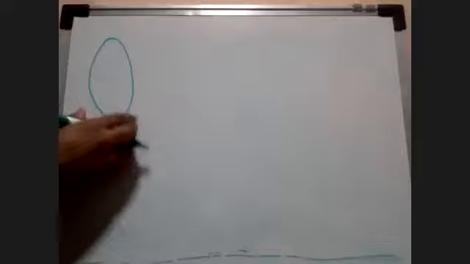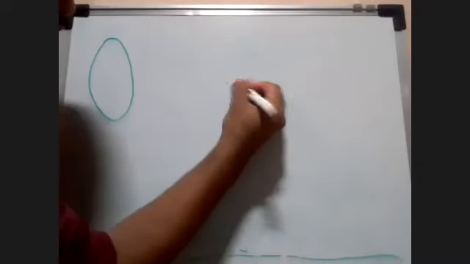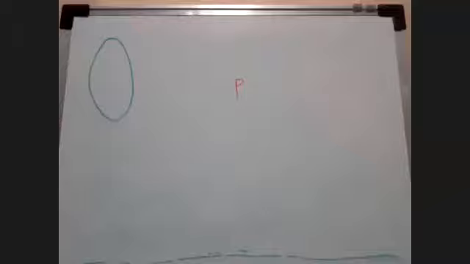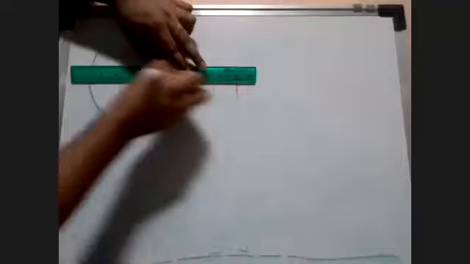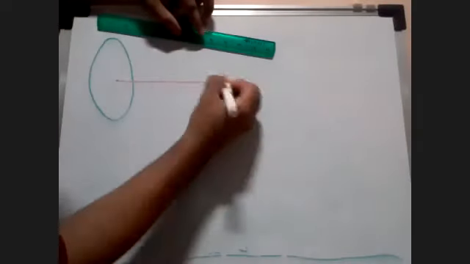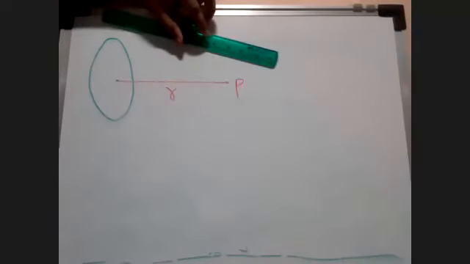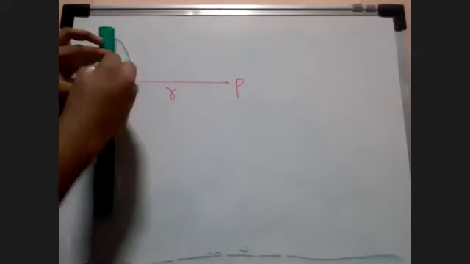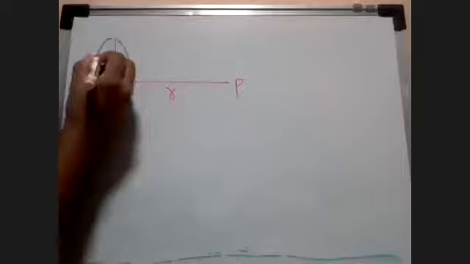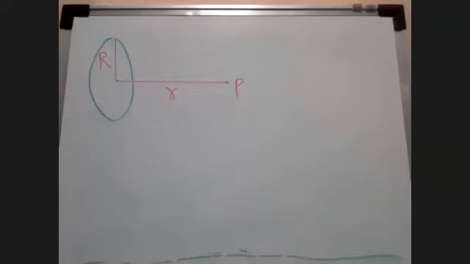Let's consider this to be a uniformly charged ring. Please mind my drawings. Let's consider there's a point over here, P, at a certain distance from the ring, considering this as r. Also let's consider the ring to have some radius, capital R. Mind my handwriting, it's not very good.